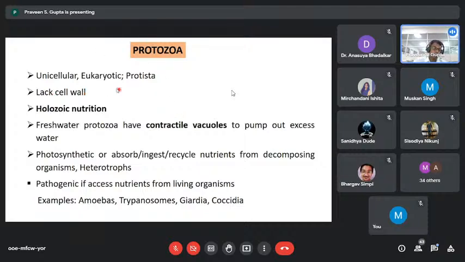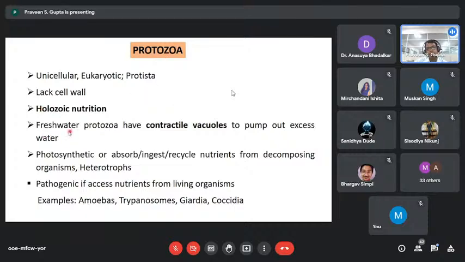Protozoa, this is the fourth part of microbial structure. Protozoa are unicellular, and earlier they were classified in the animal kingdom, and the unicellular animals were placed under protozoa. They are eukaryotic, of course protista, and since they originated from the animal kingdom, they do not possess any cell wall, and their mode of nutrition is holozoic.